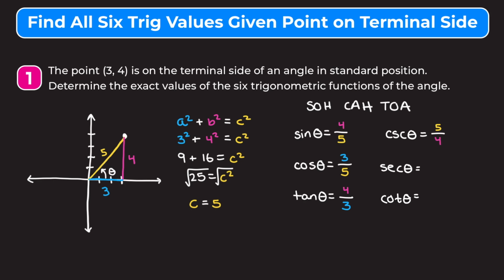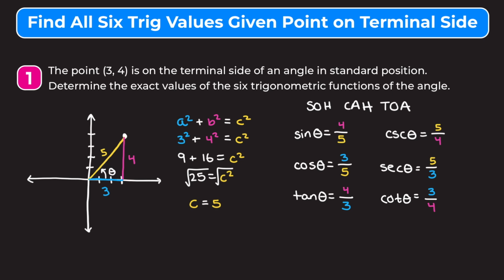Secant is the reciprocal of cosine, so we're just going to flip cosine upside down. We're going to get that the secant of theta is 5 over 3. And cotangent is the reciprocal of tangent, so we're going to flip our tangent upside down. We're going to get 3 over 4 as the cotangent of our angle. And now we're finished because we found all 6 trig values.